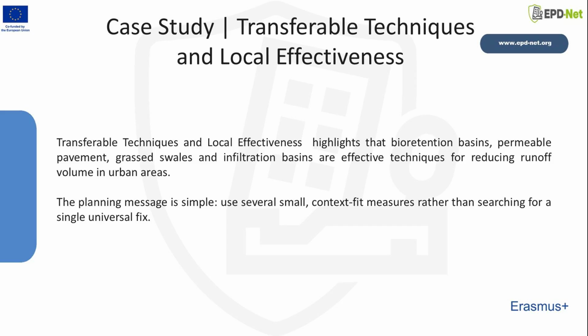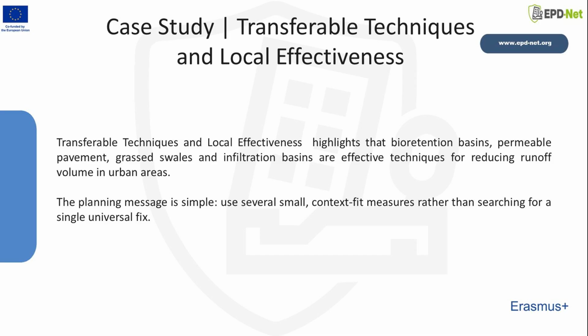This slide highlights the value of transferable techniques such as bioretention basins, permeable pavement, grassed swales, and infiltration basins for reducing runoff volume in urban areas. The main planning message is simple but significant. Rather than searching for one universal solution, planners should combine several small, context-fit measures. This is especially relevant in retrofit settings, where space is limited and site conditions vary from one location to another.